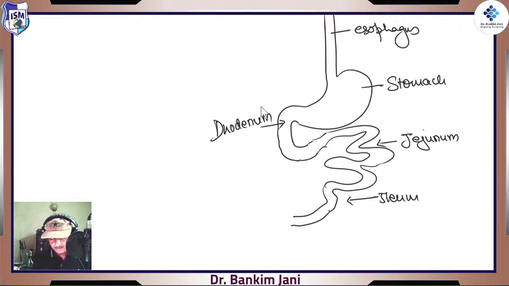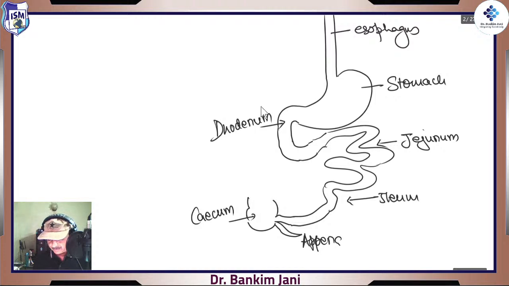And then it comes to that pocket where this ileum ends, and this area is called the cecum. From here, that very well known appendix is there. We must have heard about the appendix, so it is that which is over here. From this point onwards, this is the large intestine, so it goes up.